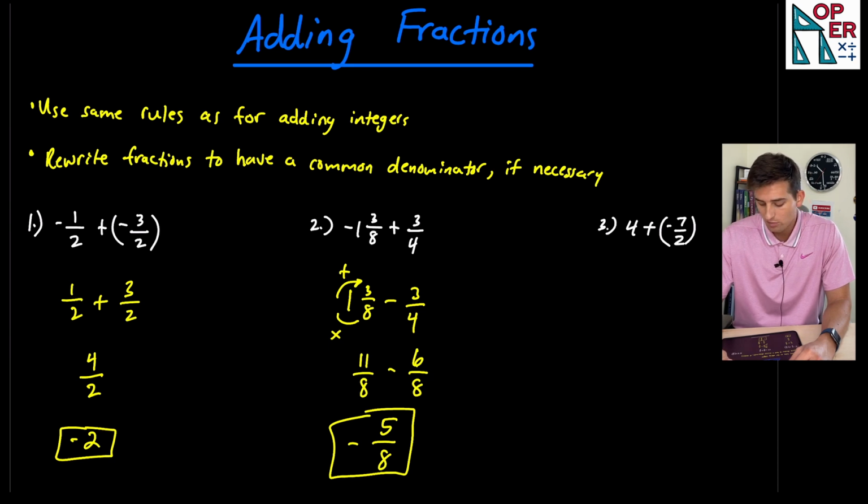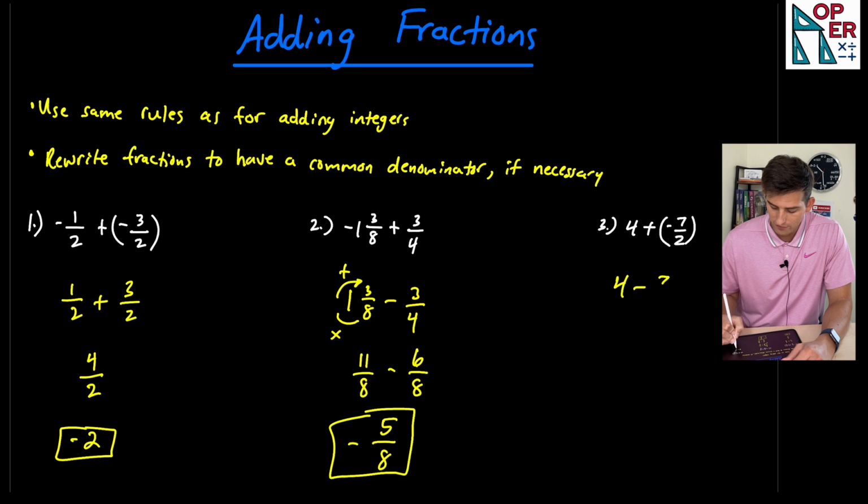Number 3, we have 4 plus -7 over 2. Same situation, we have 1 positive and 1 negative, so we're going to subtract. So we're going to do 4 minus 7 over 2, because 7 over 2 would be the smaller of those 2 absolute values. So now let's rewrite 4 as something over 2.